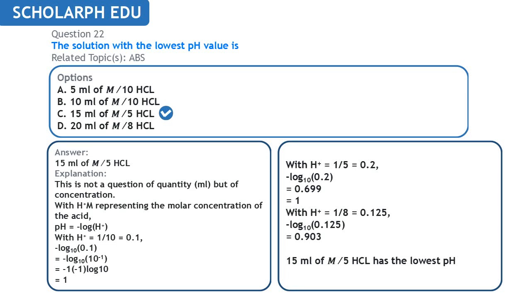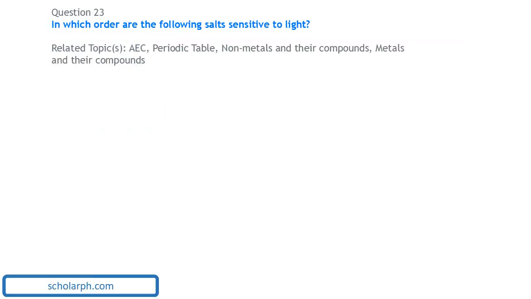If we now compare the pH values of these acids, for these two here we have 1, for this one here we have 0.699, for this one we have 0.903. The one that has the lowest pH value is this. So the solution with the lowest pH value is 15 milliliter of the hydrochloric acid here.